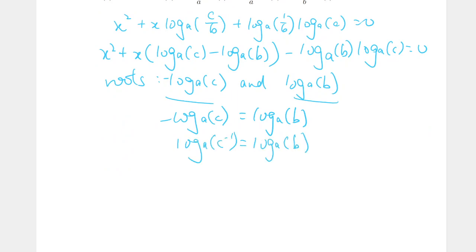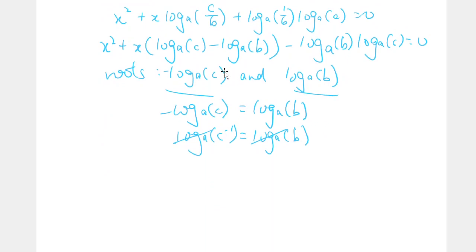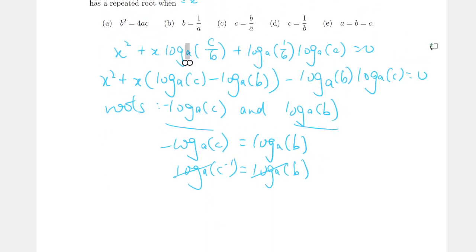And of course log a cancels nicely, because there is a restriction on a: a is not 1, so you can cancel. So b equals c to the minus 1. My pen doesn't want to behave, but you get the idea. I'm using my finger now. Okay, so from there, you know what the answer is, which is option D: c equals 1 over b. So there you are. Wow, I tried to fix my pen.